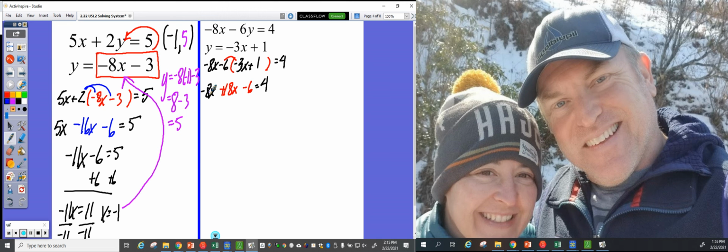All right, so negative 8x plus 10 or 18x is 10x. We add the 6 to both sides. So 10x equals 10. Divide the 10 to both sides, x equals 1.